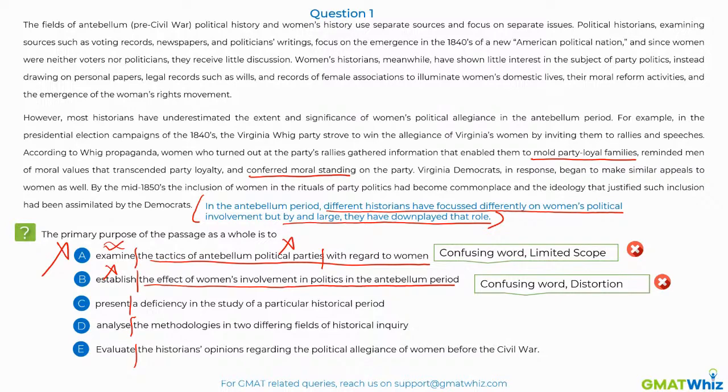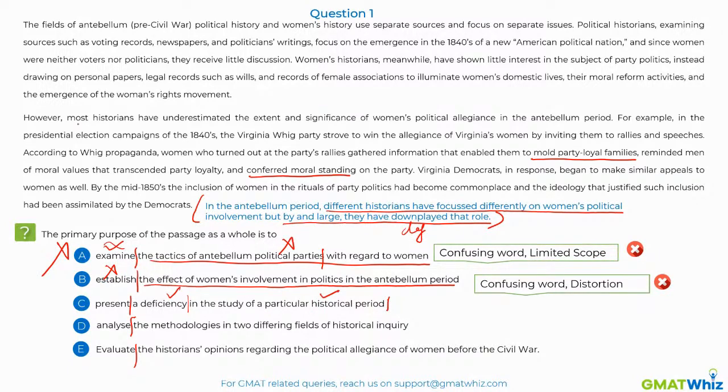Let's come to C. Present is a very innocent word. Okay, present. Yeah, I'll go with that for now. A deficiency in the study. First of all, I'll focus on the word deficiency. Is there a deficiency being presented in the passage? Well, there is a deficiency. Downplaying the role can be a deficiency, right? So I'll say, okay, a deficiency in the study of a particular historical period, yes, the antebellum period. So I'm going to hold on to this.